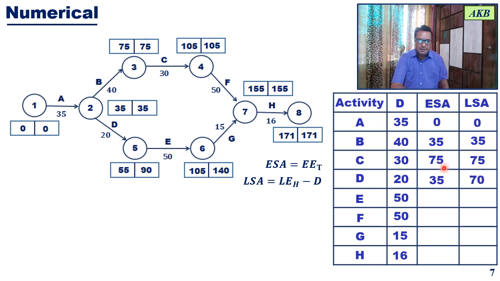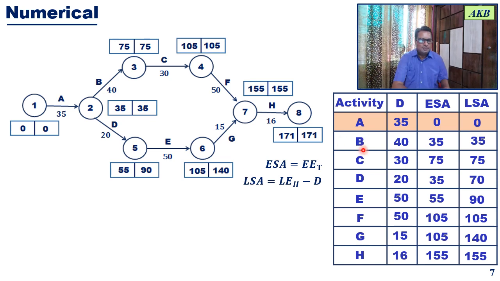Similarly for activity D, the same calculations will give you these values. For activity E, you will get these values. For activity F, you will get these values. Similarly for activity G, you will get these values. And lastly, for activity H, you will again get the earliest start time and the latest start time. So once you have completed the table, the next thing you have to do is highlight those activities for which the earliest start time is the same as the latest start time.